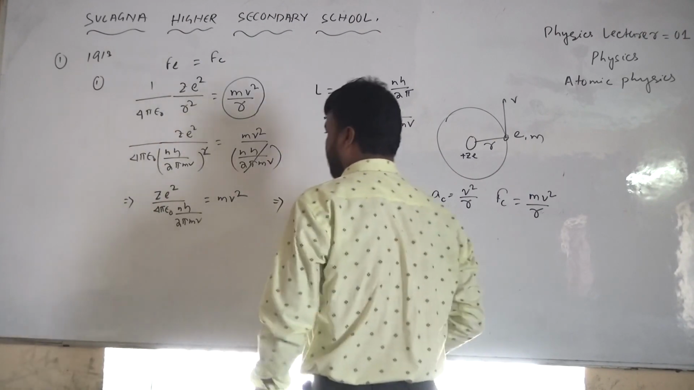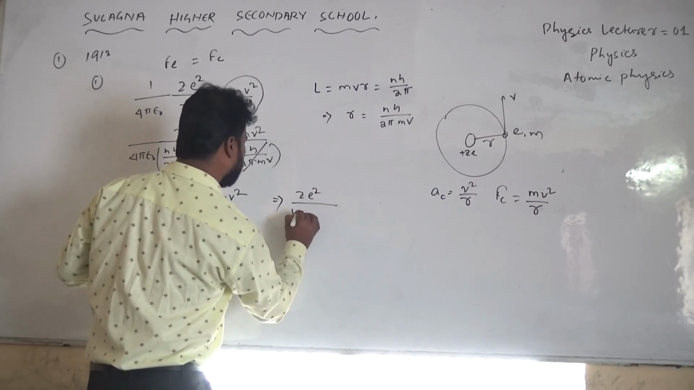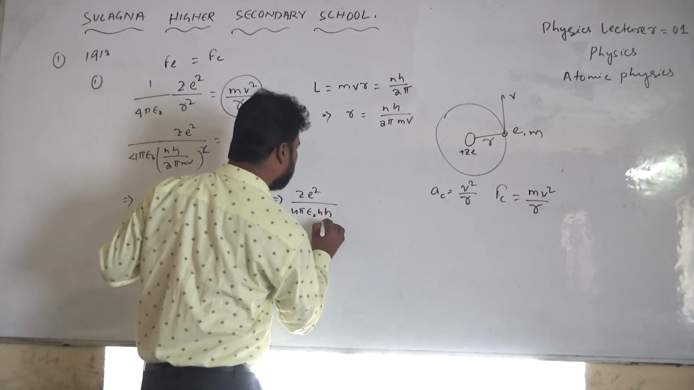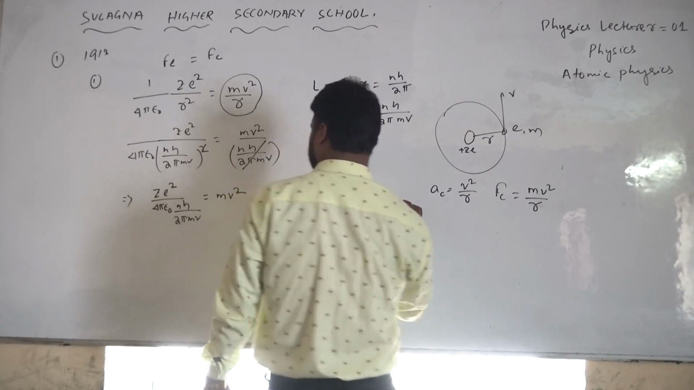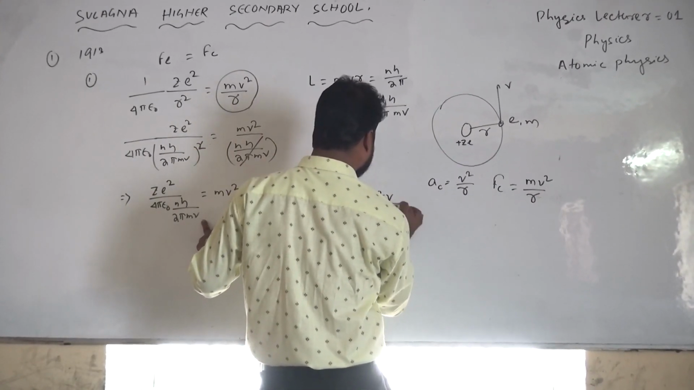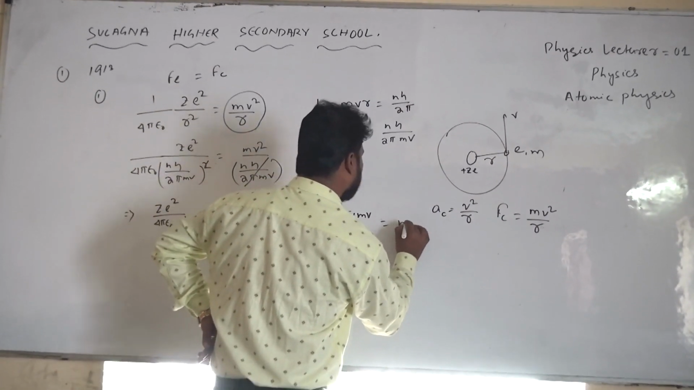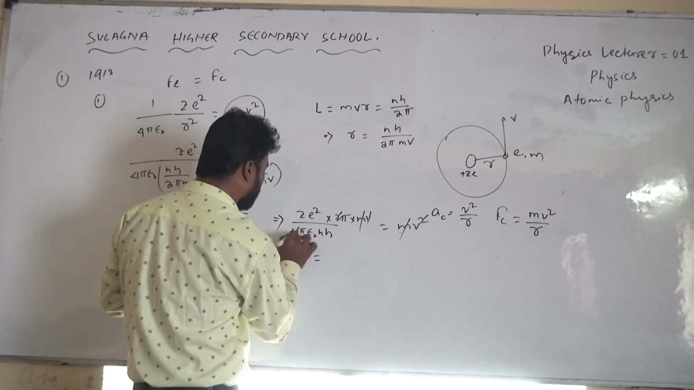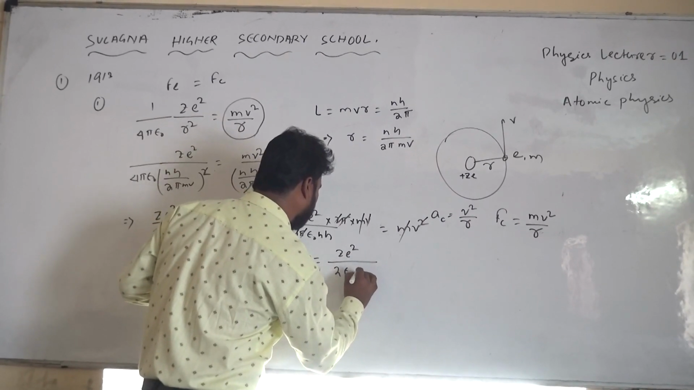Or, it implies that Z square e square divided by 4 pi epsilon naught times n h by 2 pi is equal to m v square times m v, and then cancelling, it implies that v is equal to Z e square by 2 epsilon naught n h.